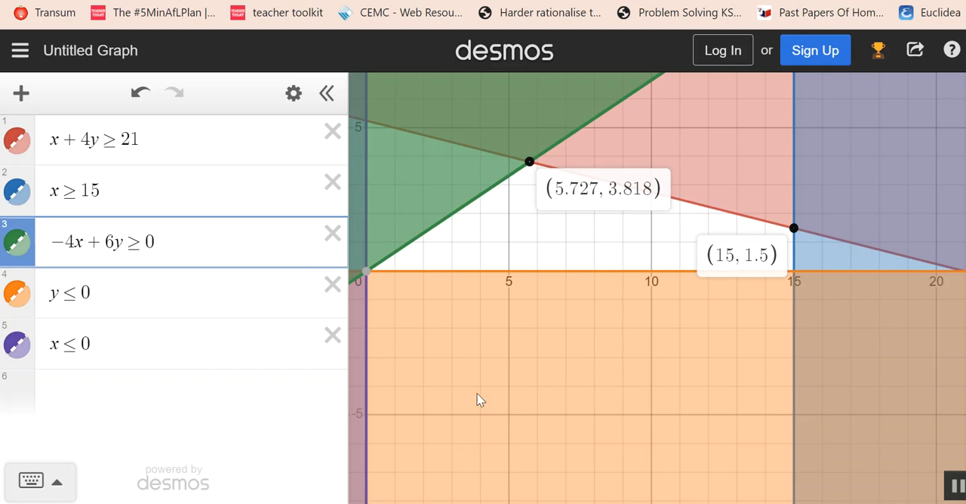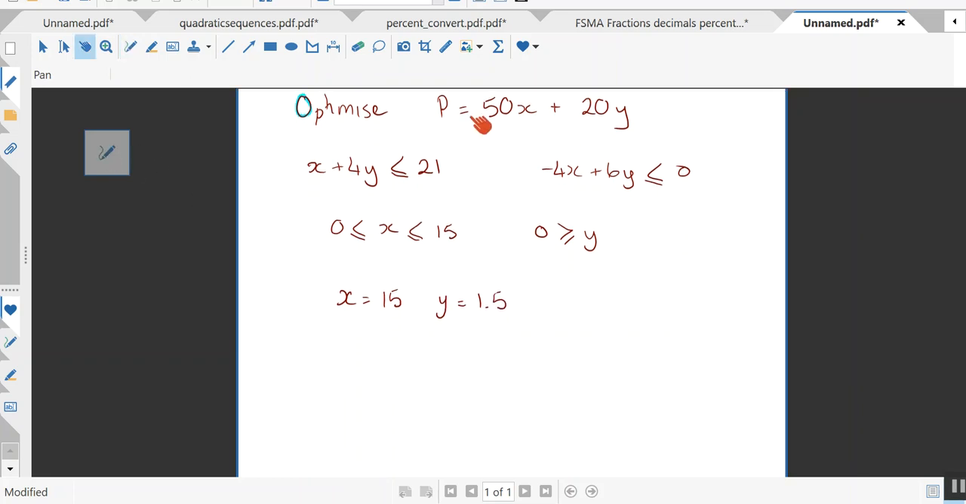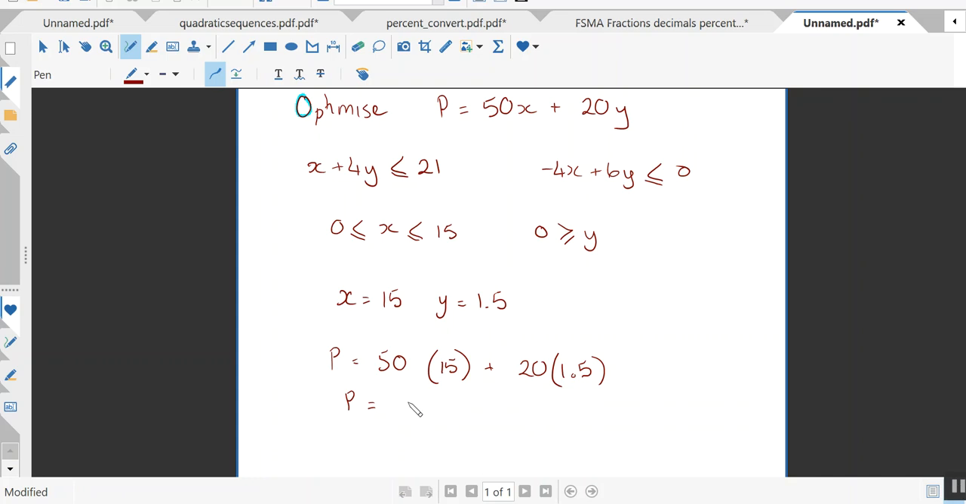So, have you written all those down for me? Okay. So what did we have? x equals 15, y equals 1.5 was one option. Let's work out what P is. So P would be 50 times 15 plus 20 times 1.5. Can you tell me what P would be for me? Got your calculators out? 780. Okay.